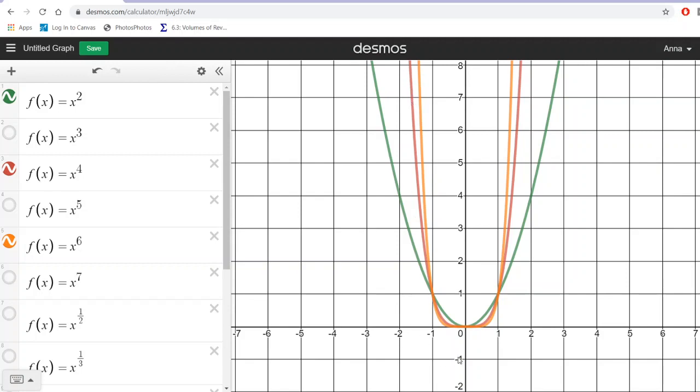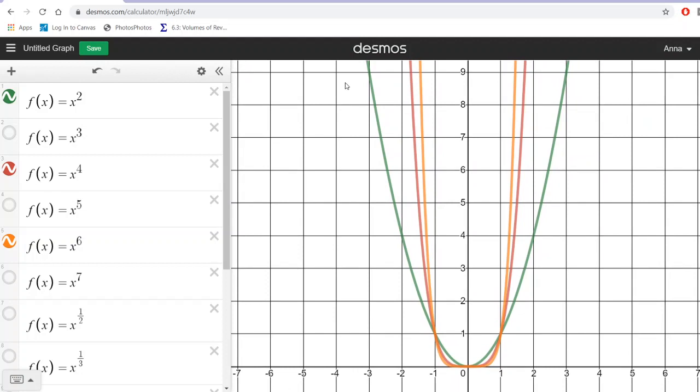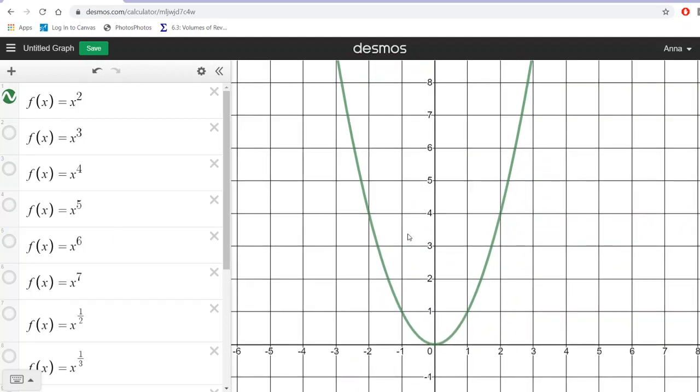They have this kind of U shape. So why is it that all of these graphs have this U shape to them? Well, if you think about it, when you take a number and you raise it to an even power, no matter whether that number is positive or negative, you always get a positive result, right? So to make this less overwhelming, let's focus on x squared.